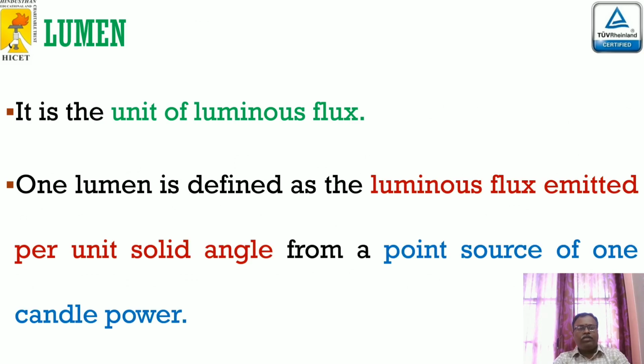So what is called a lumen? Lumen is the unit of luminous flux, and one lumen we define as the luminous flux emitted per unit solid angle from a point source of one candle power.